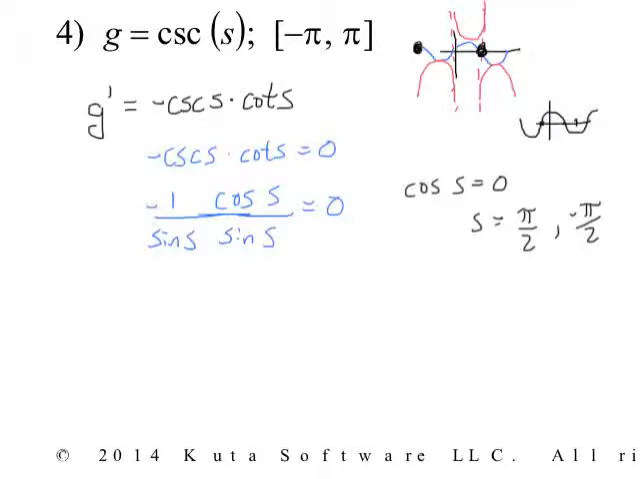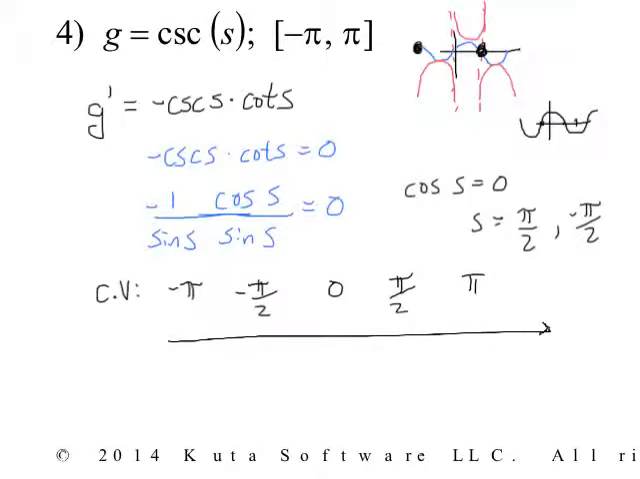The points where we are discontinuous are at negative pi, 0, and pi. So you could argue that all of our critical values are negative pi, negative pi over 2, 0, pi over 2, and pi, because we have our 2 critical points and then our 3 discontinuous points. And if you list them out like that, you're helping set up your increasing, decreasing table.